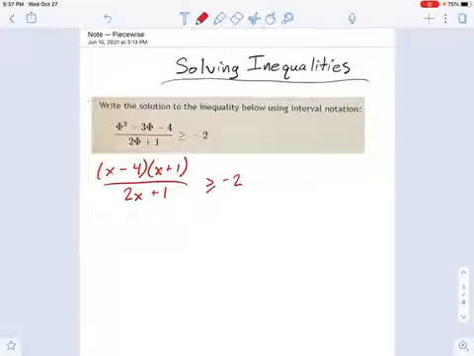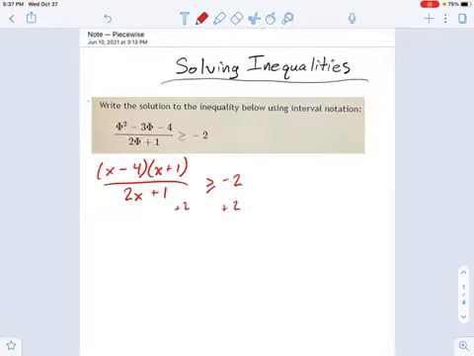And remember the thing we always try to avoid: you may not multiply by the denominator when you're dealing with inequalities. If you do, you might unintentionally flip that inequality around depending on whether your denominator is positive or negative. We don't want to do that. So instead, we're going to add 2 to each side.